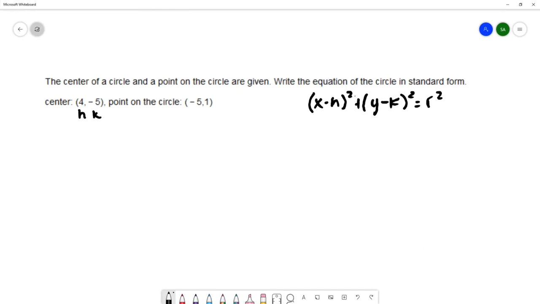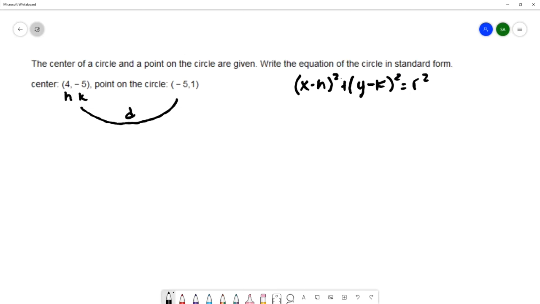We know the definition of the radius is the distance from the center to any point on the circle. And so if we're able to calculate the distance between these 2 points, we can find the radius. Now, there are a couple ways you can find the distance. There is a distance formula, but we can also use this standard form of a circle. You can use the center as this (h, k), and you can use (x, y) as the point on the circle, and then solve for that radius.